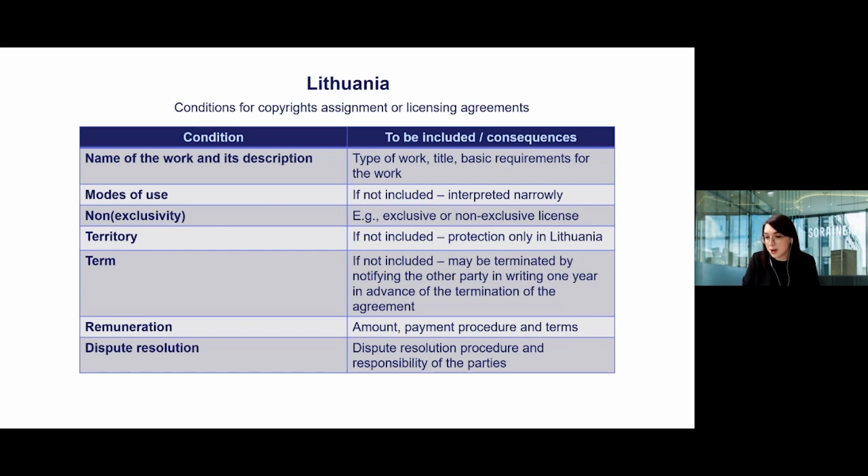So, as also mentioned by Olivia, it is basically always better to agree on certain aspects with regards to copyright assignment and licensing agreements than not to agree on them and not to include them in the contract, because the law has some presumptions that would apply if certain conditions are not included in the agreement.